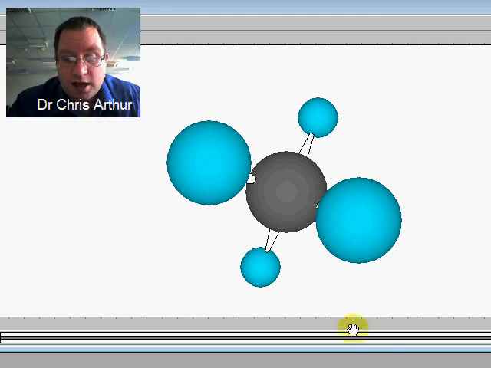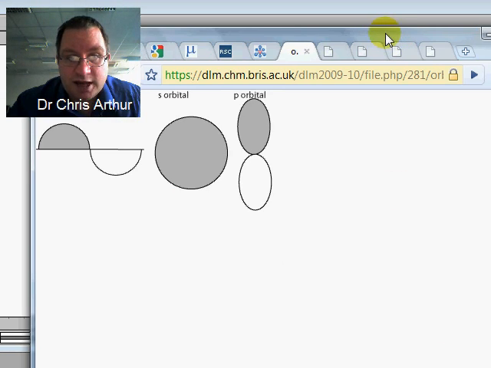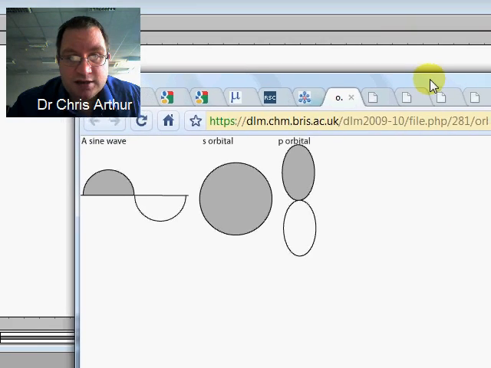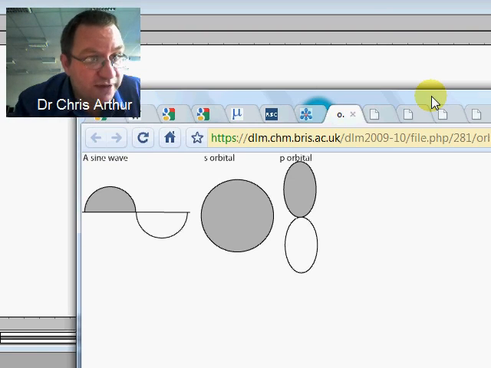And hybridization is simply the idea that these orbitals are merely just the solutions to the Schrödinger wave equation, and therefore we could just combine these equations and see what we get.